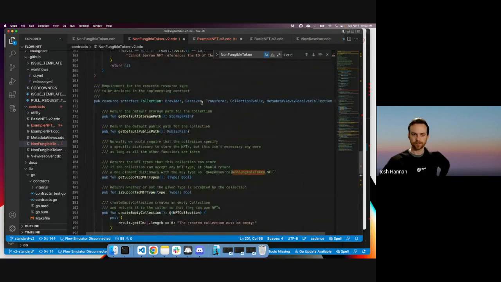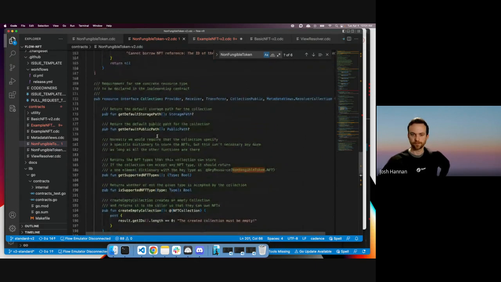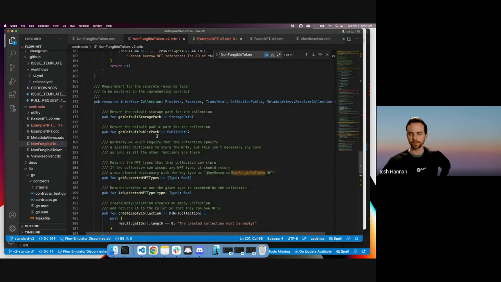interface that can be used across any type that stores NFTs. Even other NFTs could potentially implement the collection interface if they wanted to, if it was an NFT that can own other NFTs.